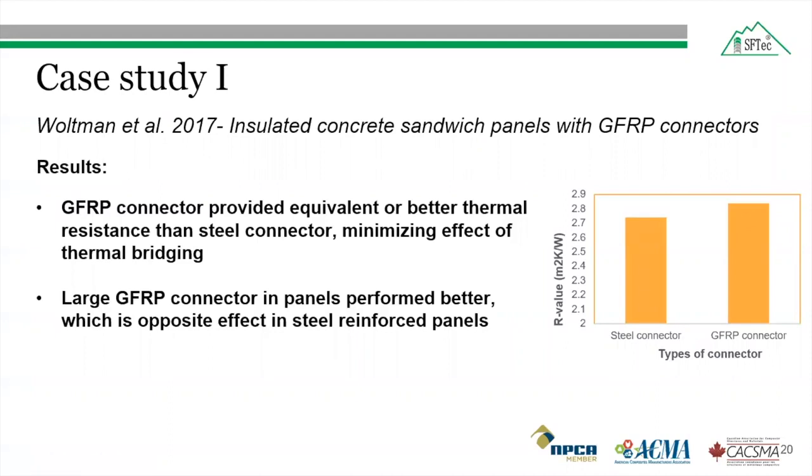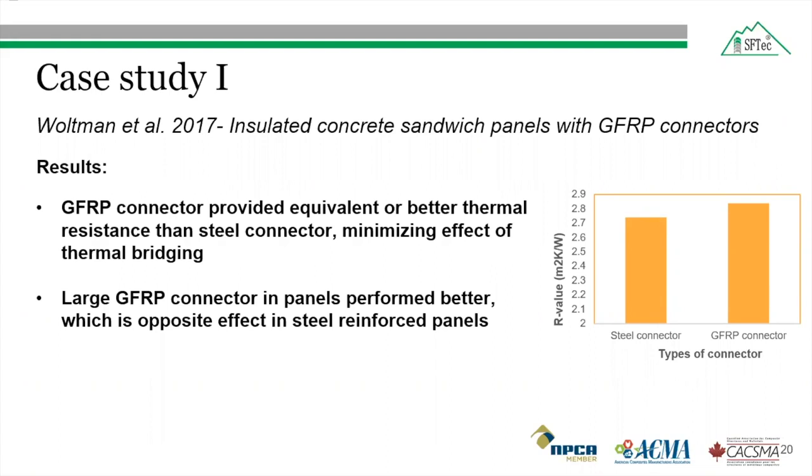Now coming to the results from case study 1, the two panels were constructed with similar numbers and dimensions of shear connectors. One was reinforced with steel connectors, the other with GFRP connectors. The GFRP connector panel, or fiberglass shear connector panel, was found to provide equivalent or better thermal resistance than the counterpart steel connector panel due to the lower thermal conductivity of glass fiber reinforced polymer compared to steel, and therefore it minimized the effect of thermal bridging.